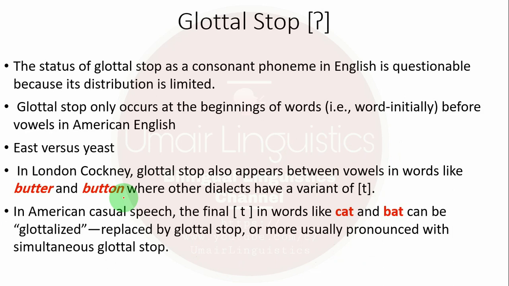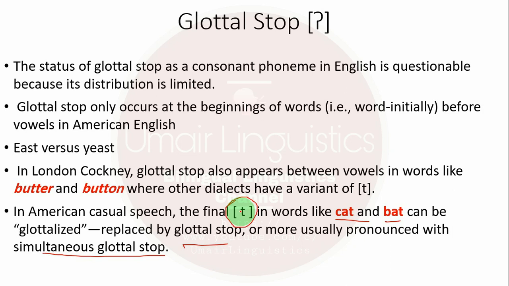And in American casual speech, the final T is sometimes also glottalized. It is sometimes pronounced as a glottal stop, or more usually pronounced with a simultaneous glottal stop. So what does it mean? It means that usually the final T in words is glottalized, so the T is not actually skipped totally, or replaced at all by the glottal stop, but it is glottalized. When it is glottalized, it is not completely a T, and it is not completely a glottal stop.